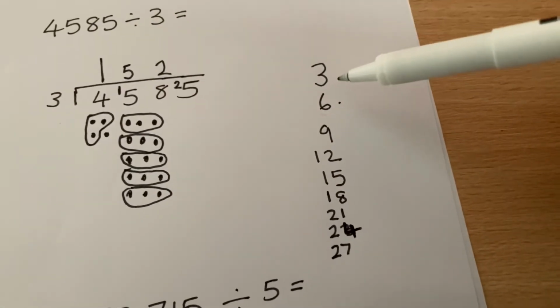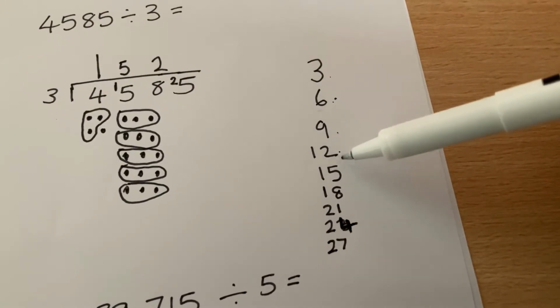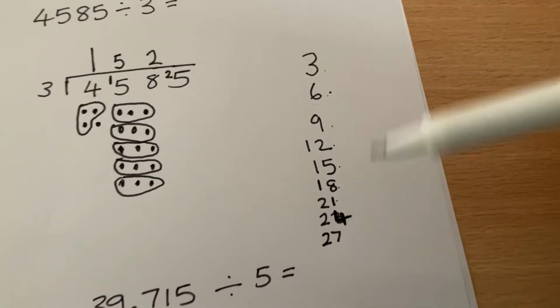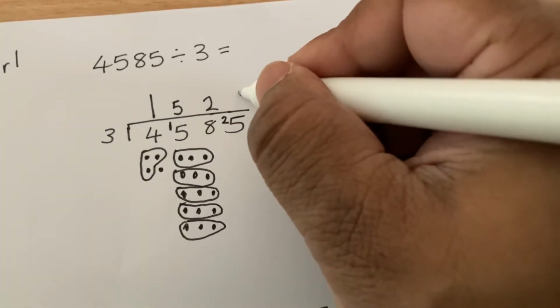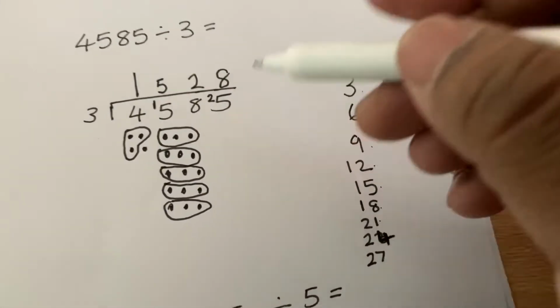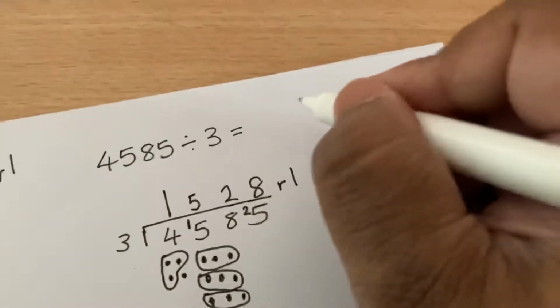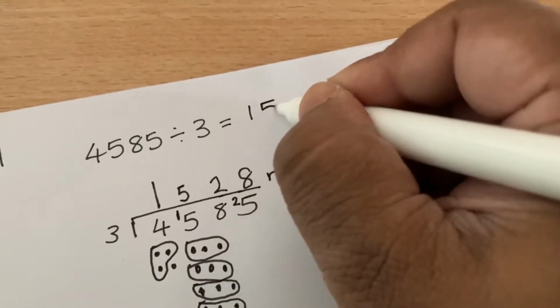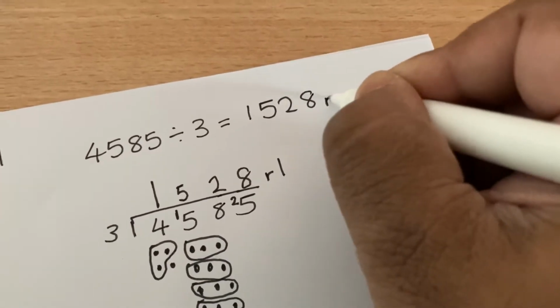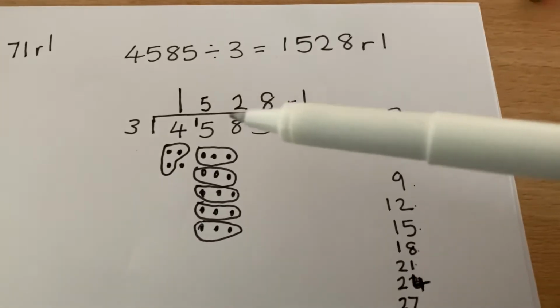So how many threes is that? I'm going to stop at 24. 1, 2, 3, 4, 5, 6, 7, 8. That's 8 threes, 8 lots of threes. And from 24 to 25, that's remainder 1. So my answer is 1,528 remainder 1.